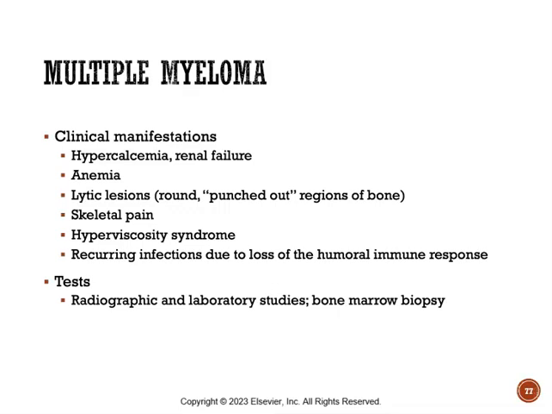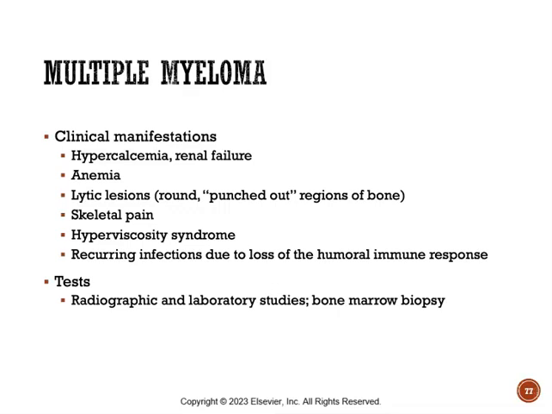And then our patients also develop anemia, causing weakness and pallor, and lytic bone lesions, which are going to appear as punched out holes on imaging, and that can lead to skeletal pain and fractures. They can also develop hyperviscosity syndrome, which may impair their circulation, and the loss of the humoral immune response, which makes the patients really susceptible to recurring infections.